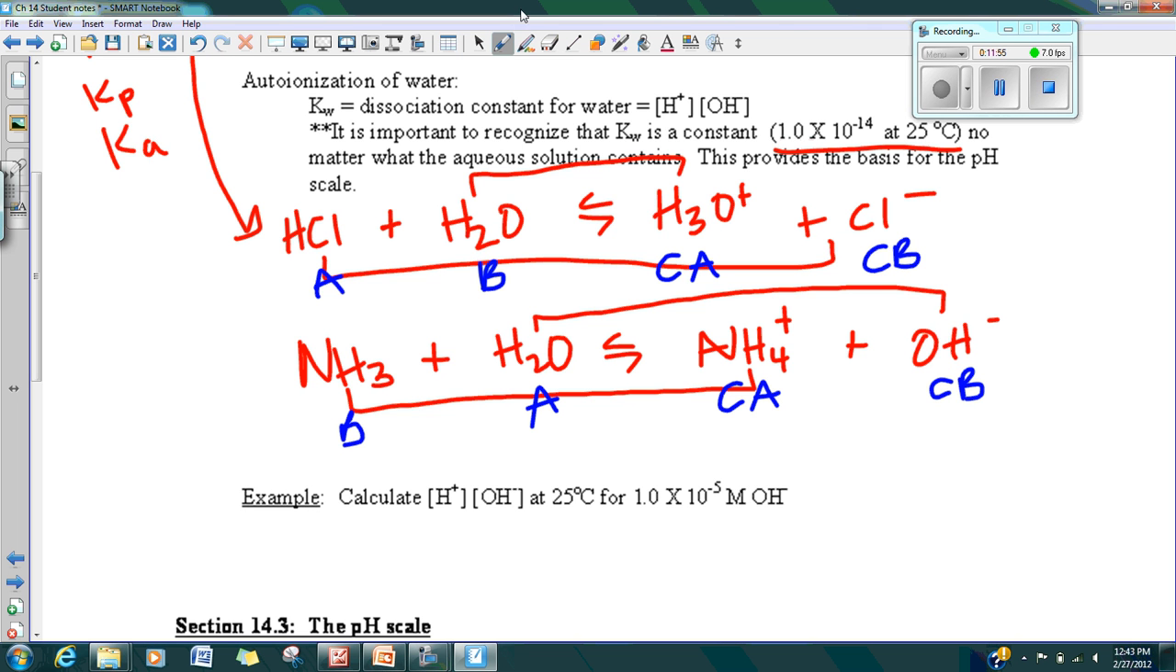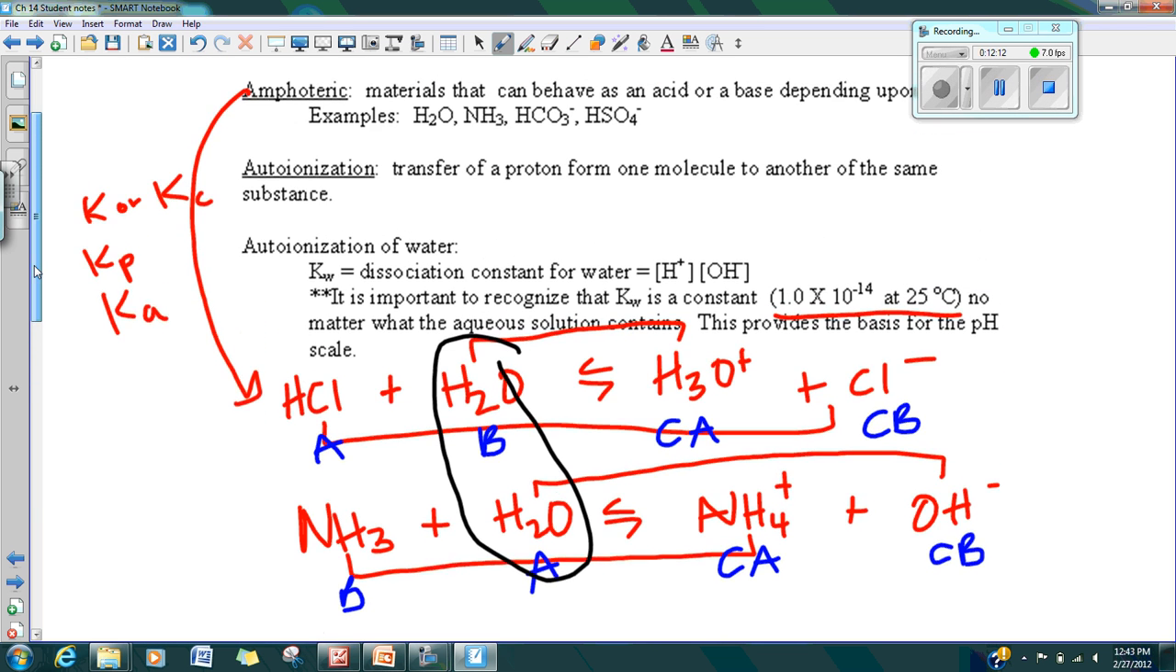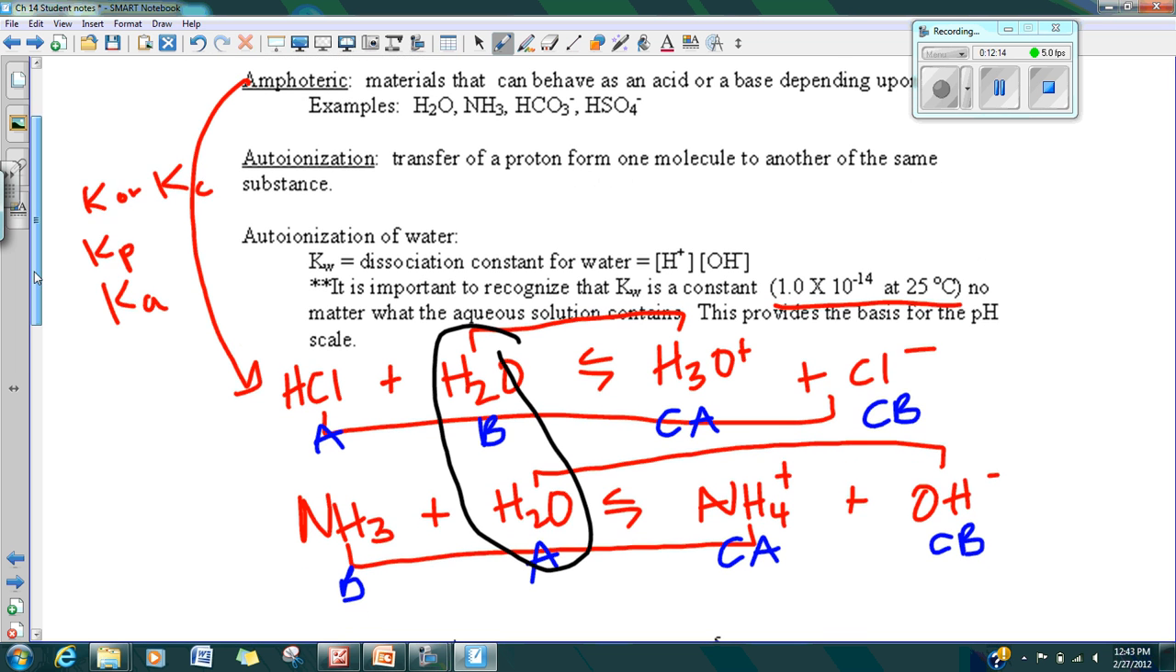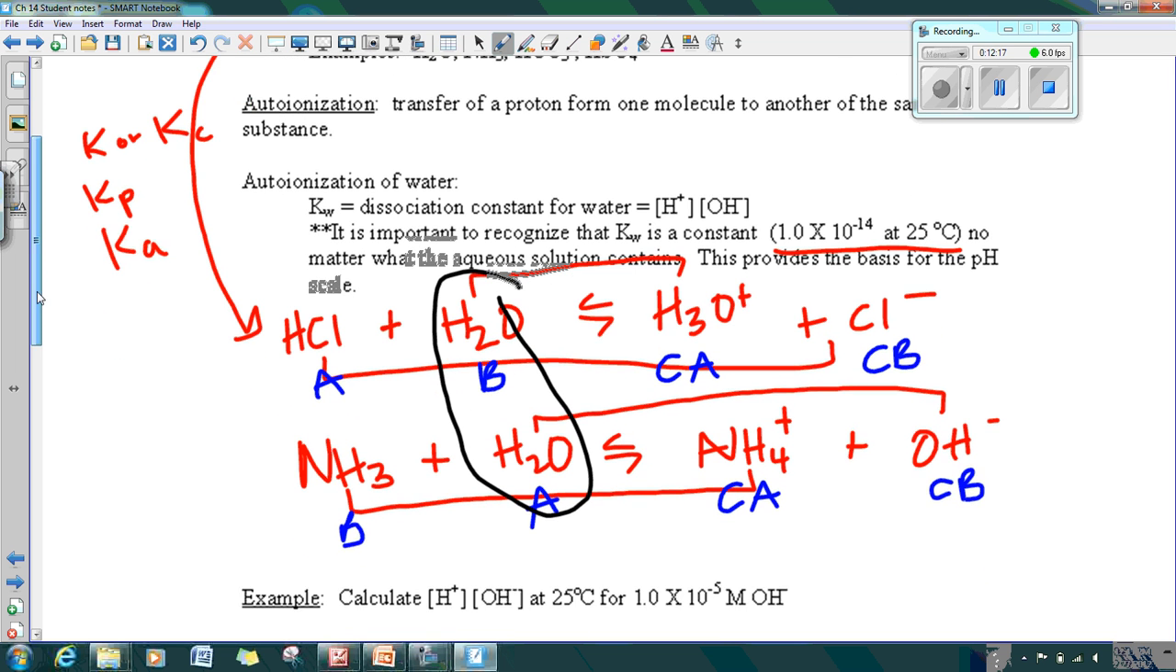Well, take a look. How can water in one equation act as a base and in the other equation as an acid? So this is amphoteric. This is a series of acids and bases and how they react. And what you're going to continue to see is we just don't really have a good way of clarifying what water is. So for now, we're going to call this amphoteric. It can behave as an acid or a base.